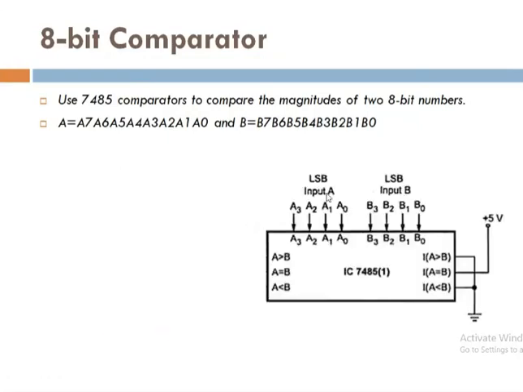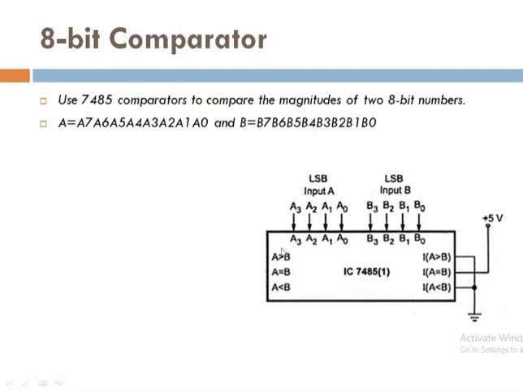So here I am considering the first IC. This is my first IC, but for an 8-bit comparator I require two ICs. So this IC takes the LSB inputs: the LSB inputs of A and the LSB inputs of B are considered here. Now for the first IC, the cascading inputs are as follows: A is greater than B and A is less than B are connected to the ground, and A is equal to B is connected to the VCC.